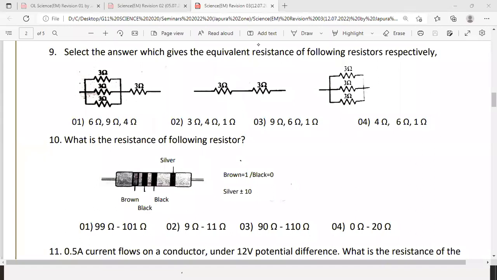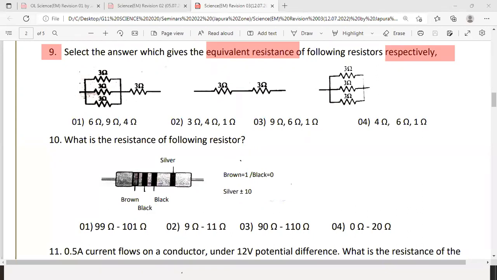9th MCQ, any volunteers before I start the explanation? You have to arrange the equivalent resistance of these three circuits in the correct order or correct sequence. Yes, any volunteers? I'll ask the answer from Hansi. Fourth one.